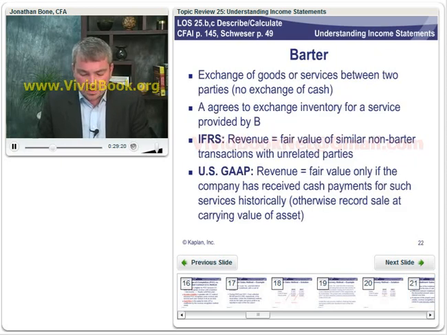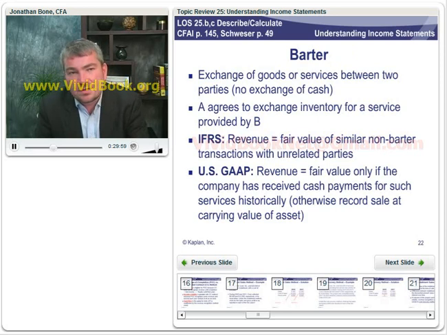Okay, we're also asked to be a little bit aware of barter transactions. What is a barter transaction? Well, when we've exchanged goods or services between the two companies rather than one company paying cash for a good or service. So for an example, A has agreed to exchange inventory in return for receiving a service from B. So what are the rules? Well, notice IFRS says record a sale and that sale should be equal to the fair value of similar non-barter transactions with unrelated parties. In other words, record the sale at the price you've received for similar transactions in third-party arm's length transactions.